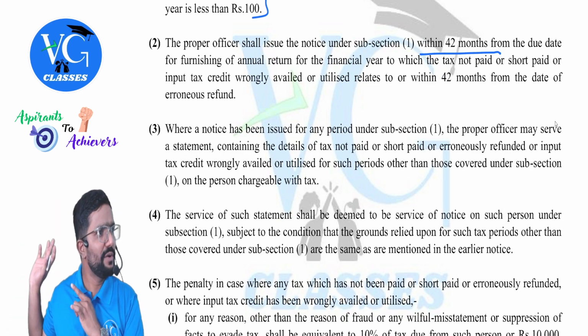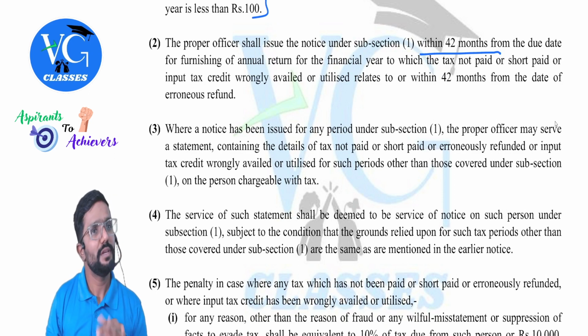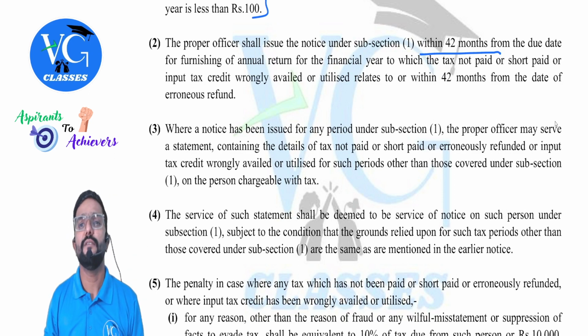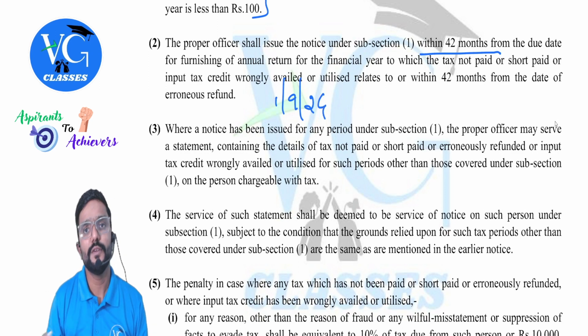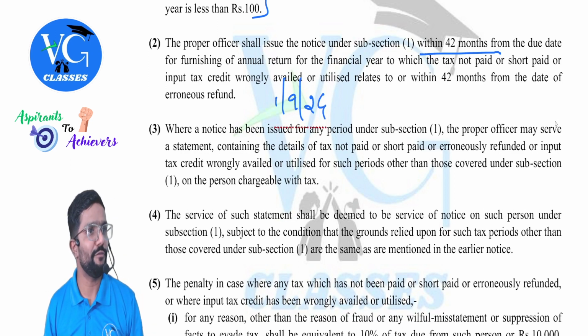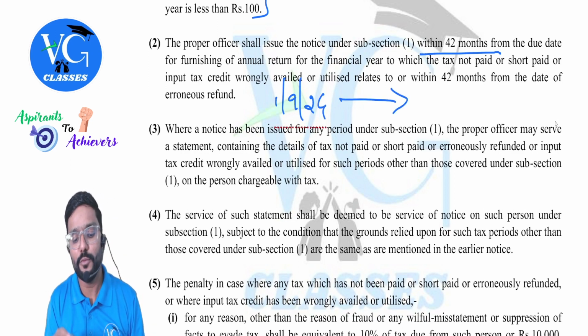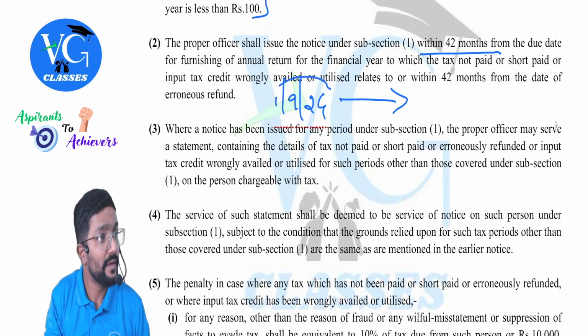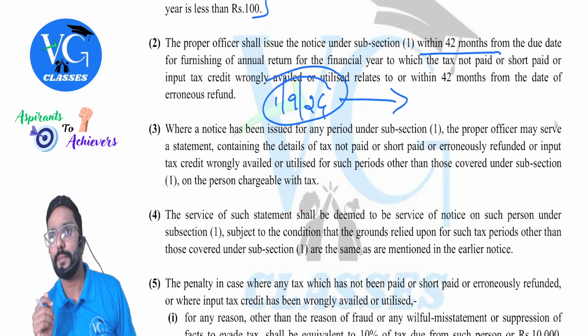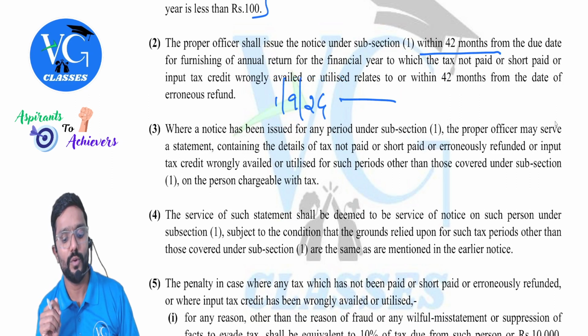I already explained from the due date how to count now. Yes, now assume the registered person has claimed, sir, dummy refund or excess refund. On what day? Let us take it as 1st September 24. 1st September 24. Within 42 months from here, notice has to be issued. Not from the due date of return. From what day? From the date of refund. From the date of refund, guys. Okay, sir.